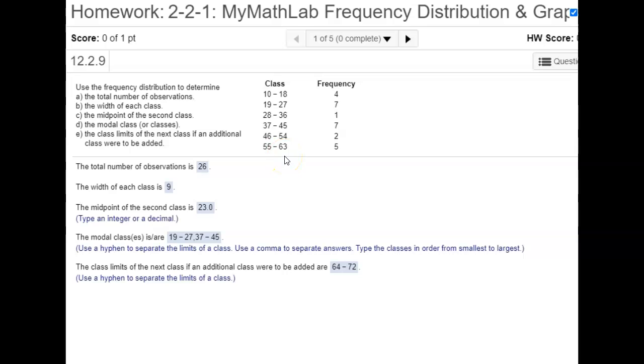And you can check that you have the correct answers. 72 minus 63 is 9. And also 64 minus 55 is 9. So that class width holds true with the next additional class.